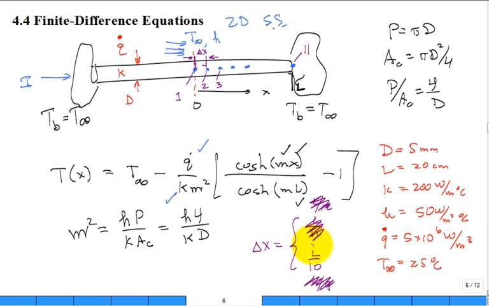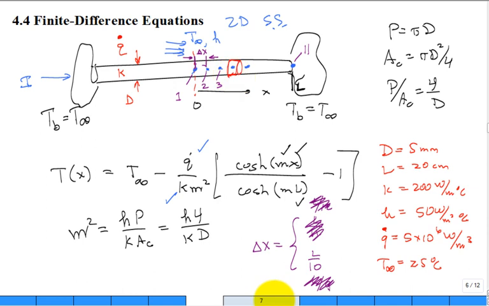Okay, so the idea is you introduce nodes, and now we know where they're at, and we know the separation distance between them. What we want to do is write an energy balance. We don't ever get away from the conservation of energy. An energy balance for each node. And you can do it for a generic node, or you can do it for one node in particular, either one. But what we do is you come in and identify some volume associated with that node.